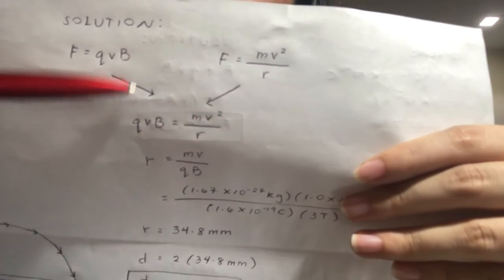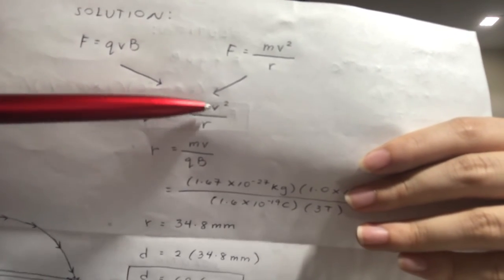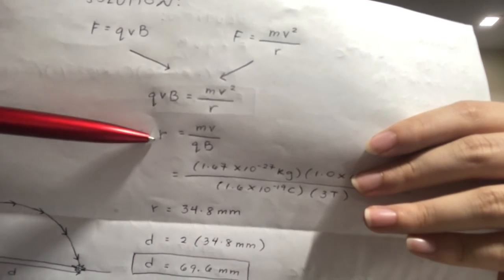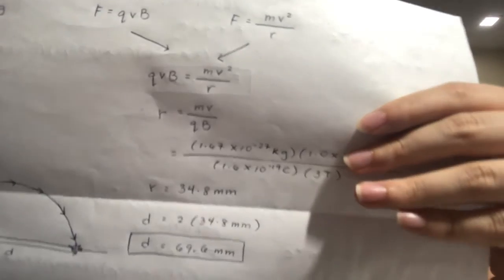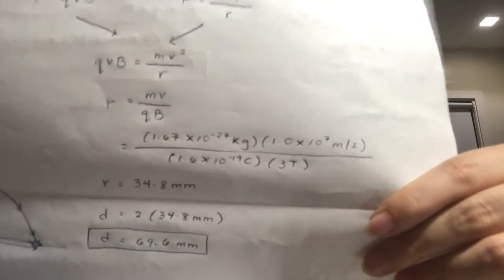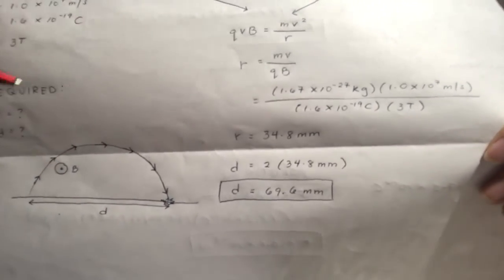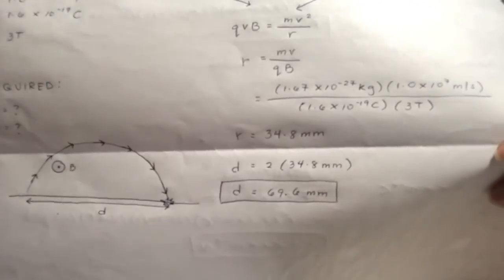So we join these formulas: qvB is equal to mv squared over r. To get this formula, which is r equals mv over qB, the simplified formula. Once the particle travels through the semicircle, it is laterally one diameter in distance from where it started, i.e. twice the radius of the circle.